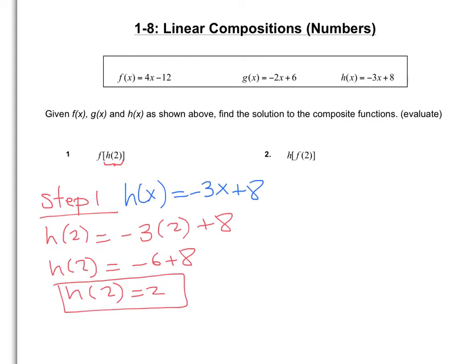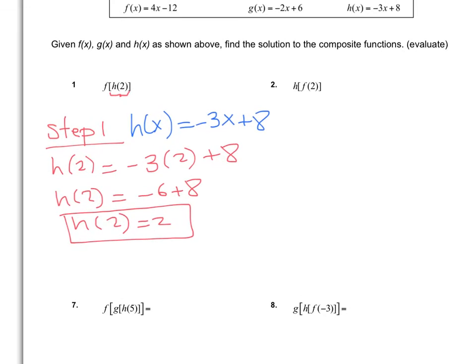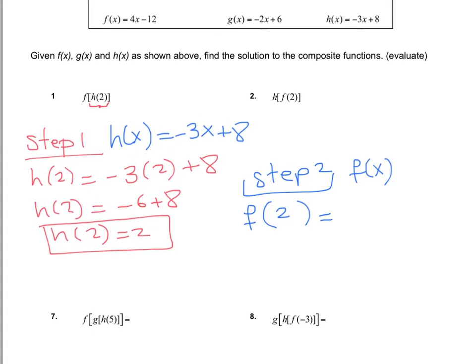Now, by finding the inside function, you can move on to step 2, which is to rewrite the function that they have given you, f of h of 2. Rewrite it as f of, and we just found h of 2 to be 2. So you plug that into f. So now f of 2 is equal to, look at f of x, and as you can see, f of x is 4x minus 12.